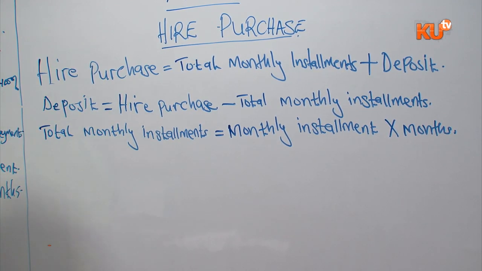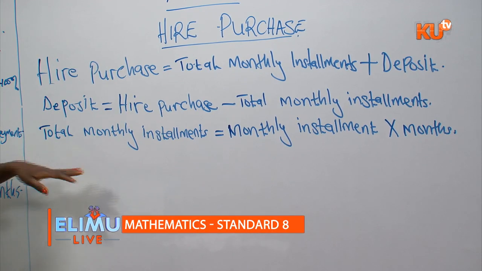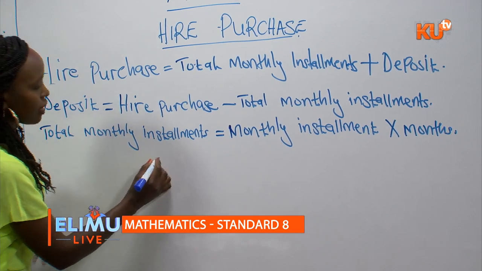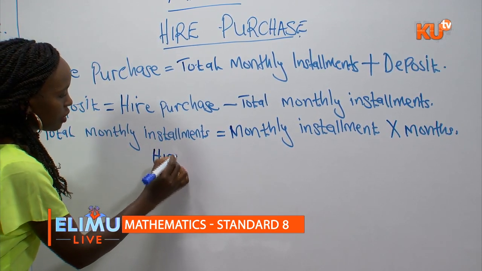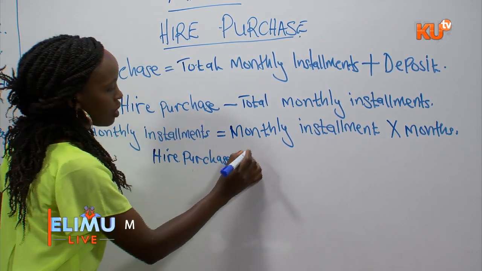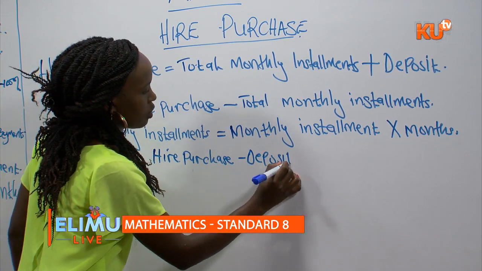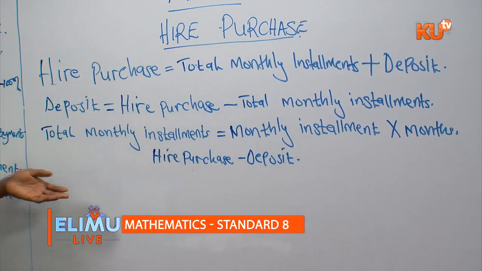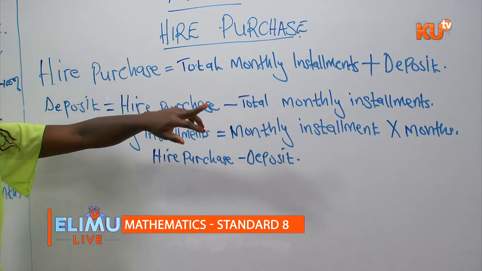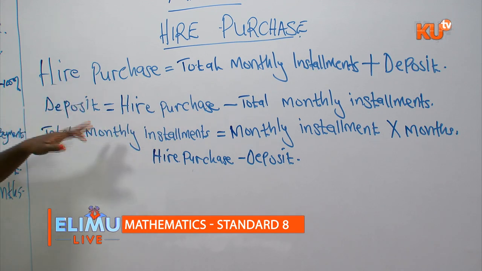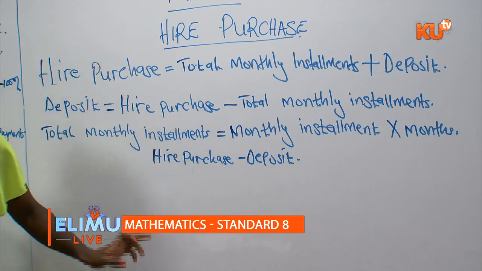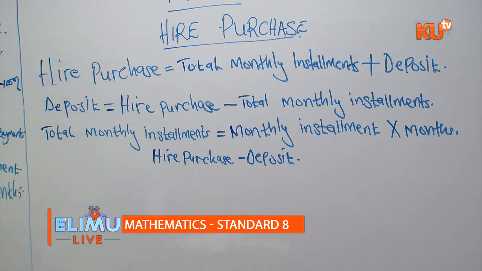So you get your total monthly installment. To get that total monthly installment, you can get it by getting the monthly installment times the number of months, or else you can take the hire purchase and subtract the deposit. You're still going to get the same answer, because for us to get the hire purchase, previously we said you take the total monthly installment plus the deposit. That means you can get the total monthly installments by taking the hire purchase minus the deposit. You're still going to get the same answer.